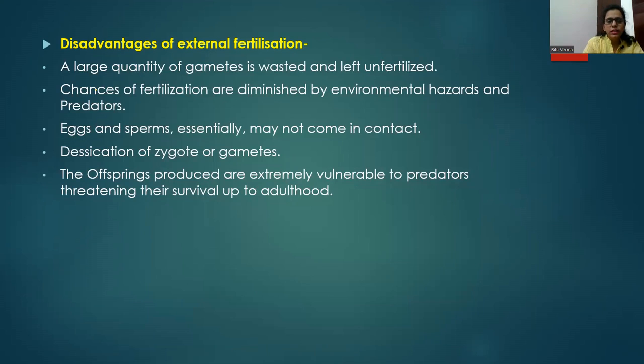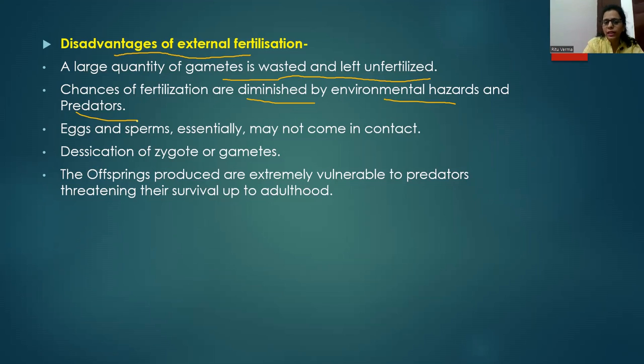Now there are certain disadvantages of external fertilization. Because external fertilization takes place outside the body in an external medium like water, there are high chances that gametes might get wasted. A large quantity of gametes is wasted and left unfertilized. This is one disadvantage. The second disadvantage is that the chances of fertilization are very diminished because of environmental hazards and predators, because there are many predators present in the aquatic medium which are looking for these eggs.